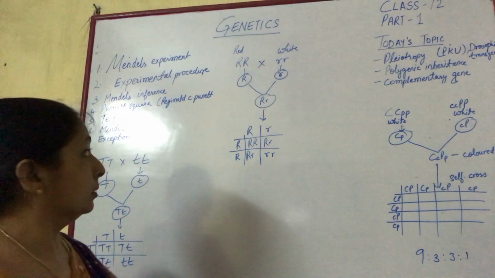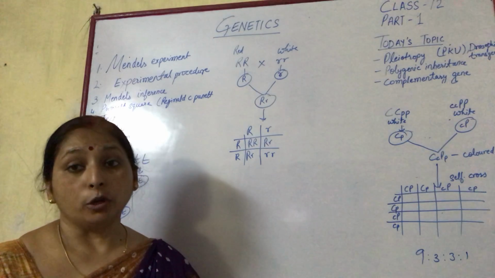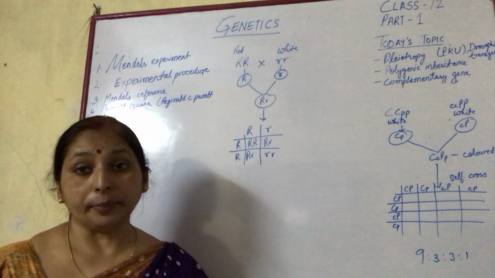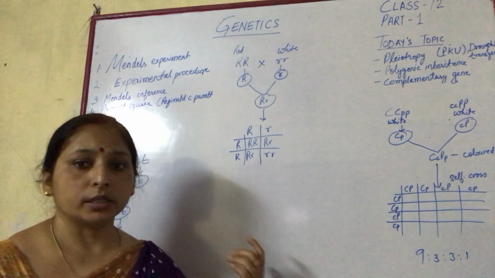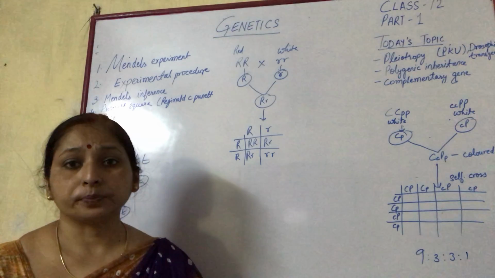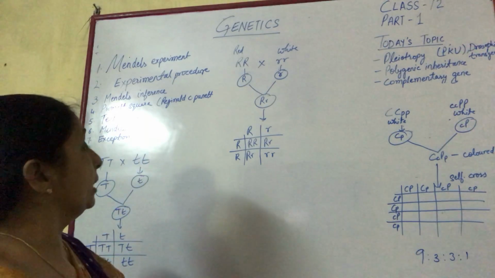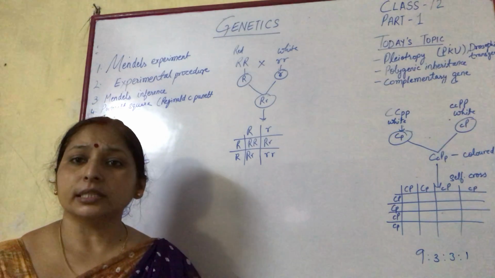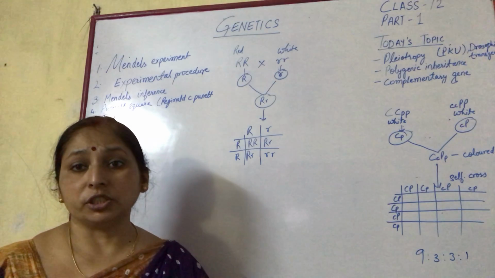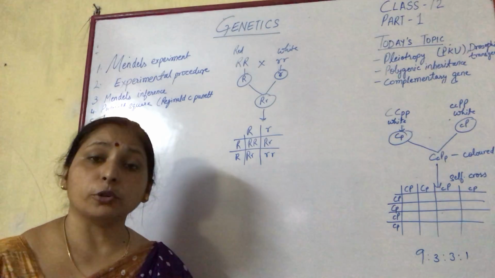According to these experiments, he gave 3 laws: law of dominance, law of segregation, and law of independent assortment. We'll study all these terms with an example. Next term is Mendel's inference. I have already explained that there are factors, genes, present on the chromosome. These factors are inherited from parents to offspring.